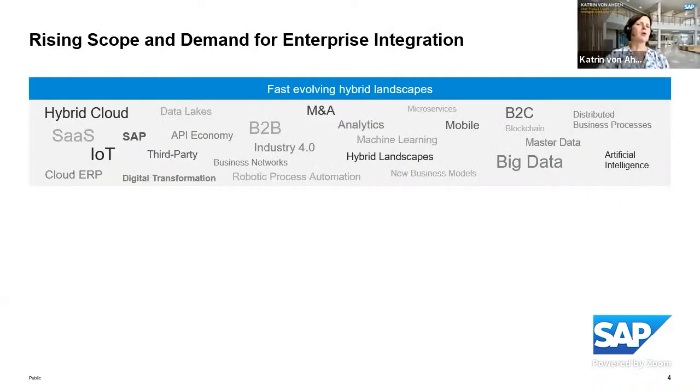So let's take a look at the scope of integration. That's the situation we see in today's enterprises: the hybrid landscapes are fast evolving. You have a mix of different applications from different vendors, and lots of new technologies arising out of initiatives driven by the business. Here you might look at hybrid cloud solutions, big data initiatives, artificial intelligence, data lakes, and so on. All these new initiatives and projects come along quite often with new kinds of integration requirements.